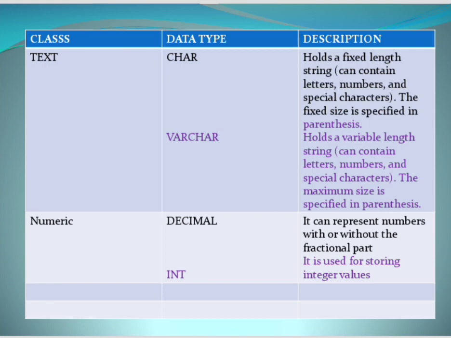Second class is numeric and data types are decimal and int. Decimal can represent numbers with or without the fraction part. It is not necessary to keep only decimal data; we can keep decimal data or data without decimals. Next is int, which is used for storing integer values.